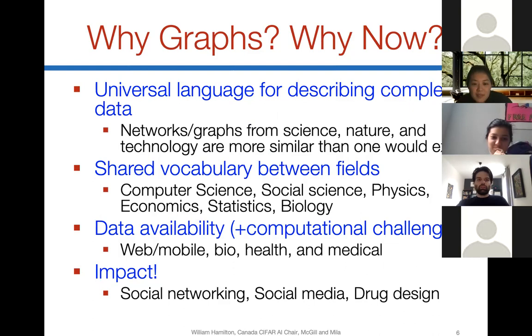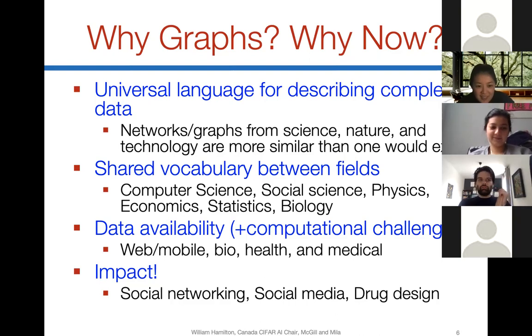I mentioned this before, but you can use the same abstract data structure, right? The fact that you have nodes and you have relationships between nodes, and this can be applied to social networks, to things from biology, to things from transportation, and so on. It's this nice shared vocabulary that we have across all these different fields.